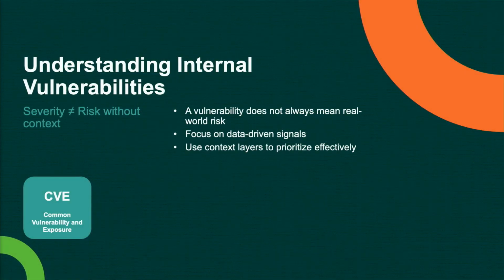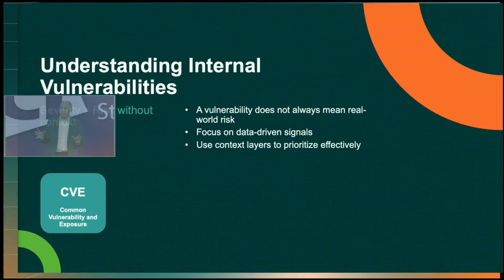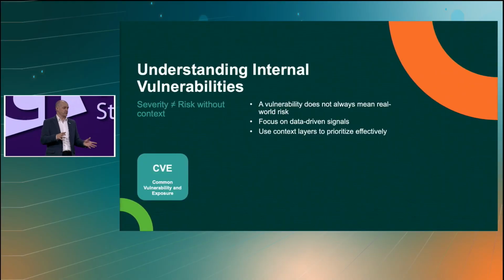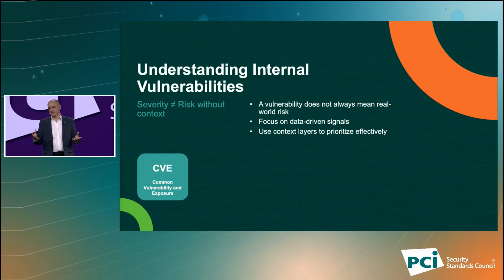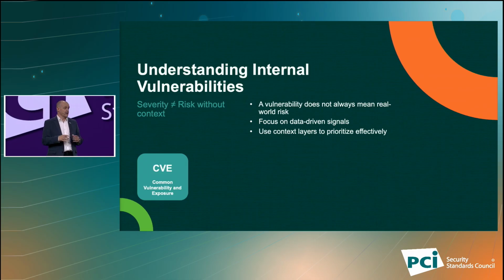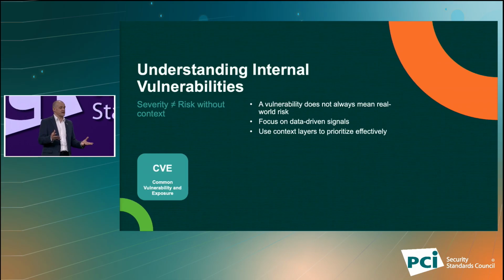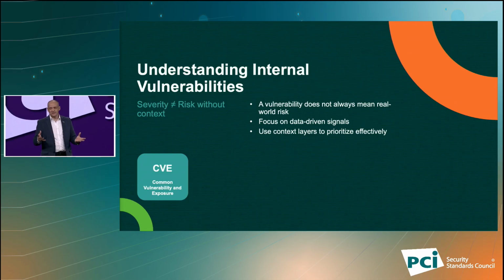When we talk about internal vulnerabilities, it's really important to separate the severity from risk. I'm just going to go over some basic terms. We've got the CVE, the Common Vulnerability and Exposure. It's a simple identifier that gives us a catalog entry to say, hey, here's a vulnerability. But on its own, it doesn't really tell us how dangerous something is.